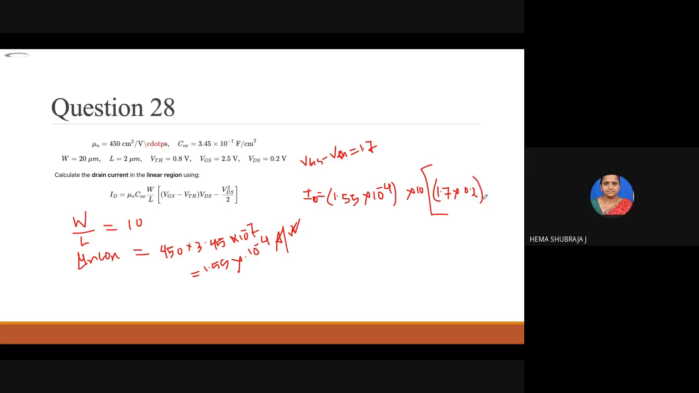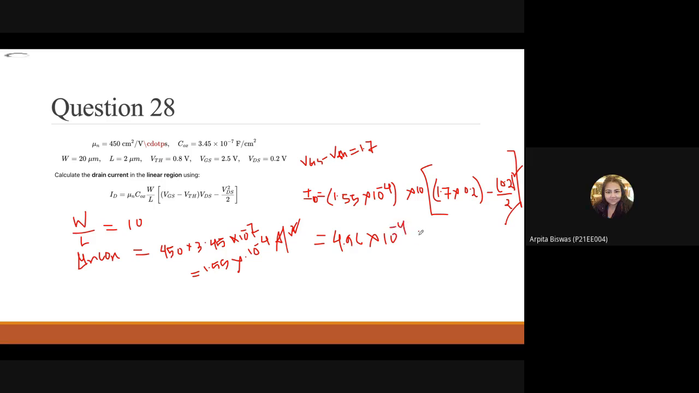Minus VDS square by 2. So 0.2 whole square by 2. 4.96, ma'am. 4.96 into 10 to the power minus 4. Yes, so the answer is 4.96 into 10 to the power minus 4. Yes, this is the right option.